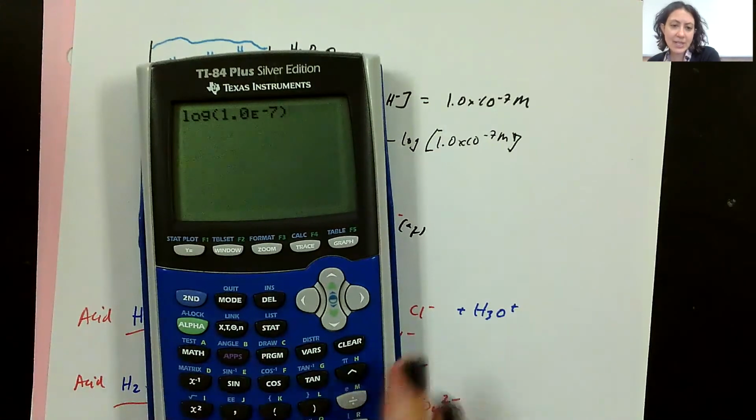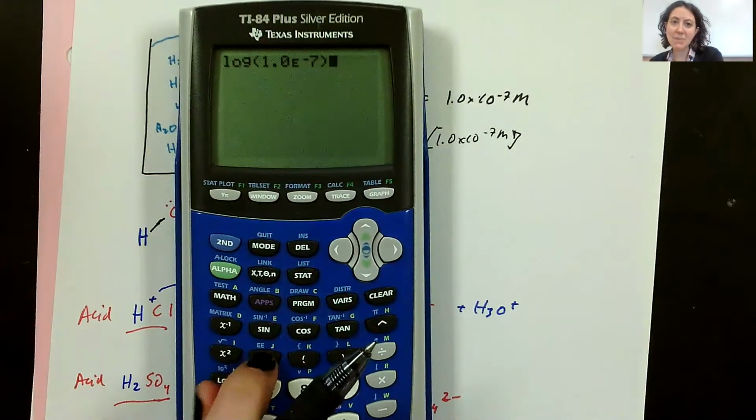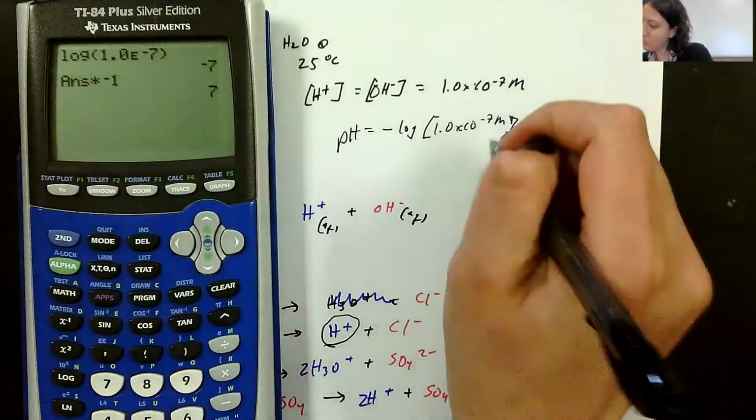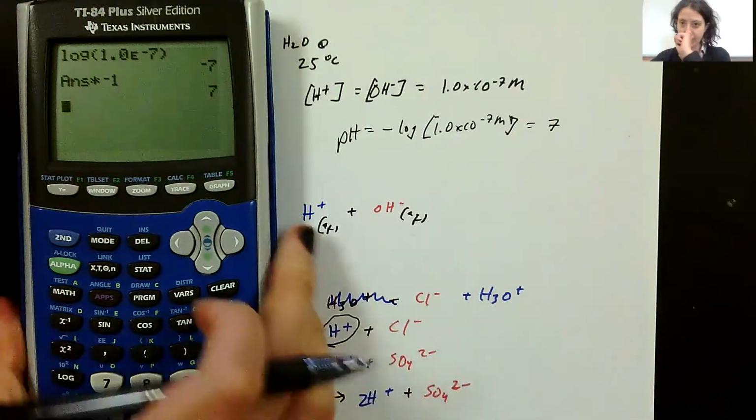Okay. It's much easier to find that EE button. It's going to make your life a lot easier. And you get -7, and let's just times that times -1, and you get 7. So that's why we use the pH scale.